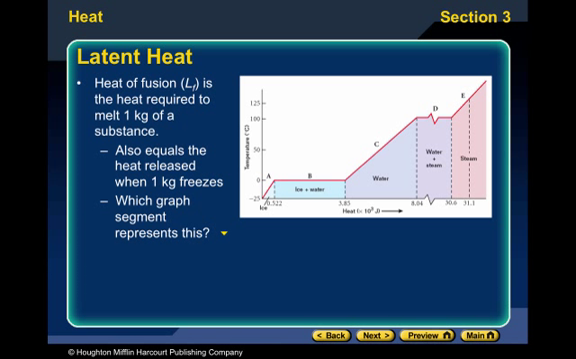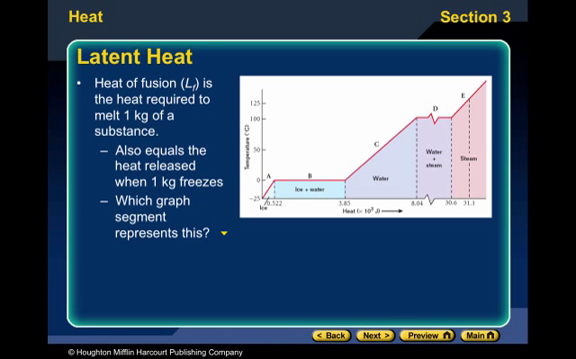So heat of fusion, and this book calls it L sub F. Last year, I think we used delta H F. It's the heat required to melt 1 kilogram of a substance. It's also the heat released when 1 kilogram freezes. So whenever you go from a solid to a liquid or a liquid to a solid, you'd use the same heat of fusion. And which segment represents that?